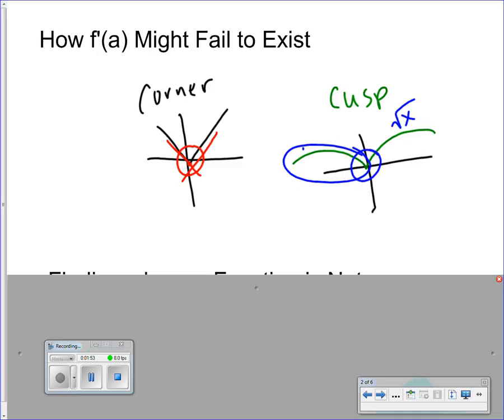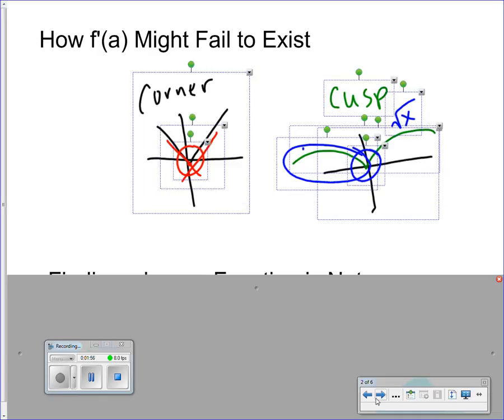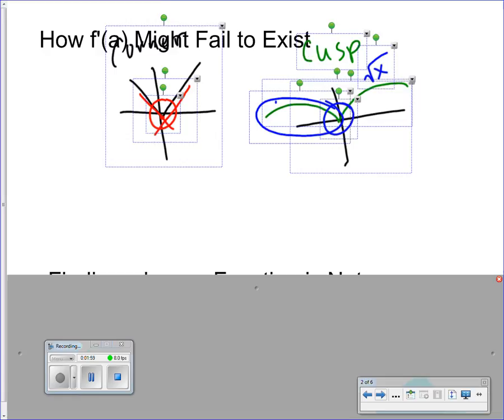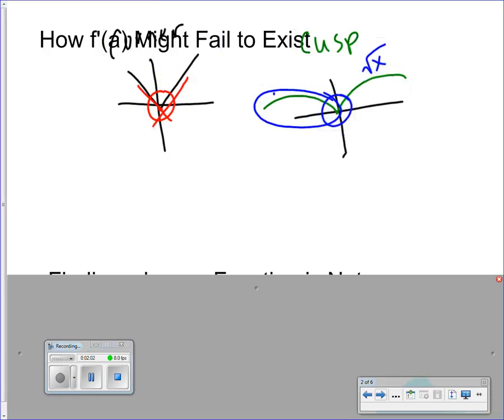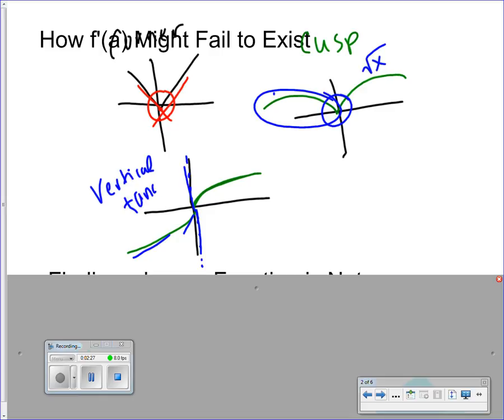A third scenario is what's called a vertical tangent. So when the tangent line goes straight up and down, you don't have a derivative. An example is your cube root function. If you think about your tangent lines, here we have a positive value increasing, and then right here, our tangent line goes straight up and down. It's a vertical tangent. What's that slope? It's undefined. What does that mean for the derivative? It is also undefined, so it does not exist when you have a vertical tangent.